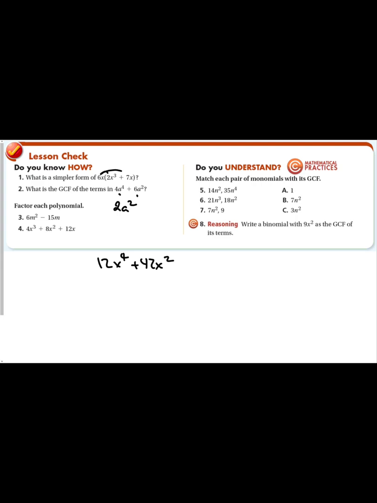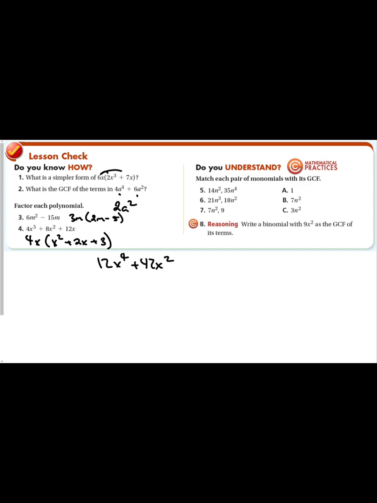Okay. So factor each polynomial. What do they have in common? They have a 3, they have an m. What's left over? 2m minus 5. Here, 4, 8, 12. They all have a 4 in common. X to the third, x squared, x in common. And we're left with x squared plus 2x plus 3.